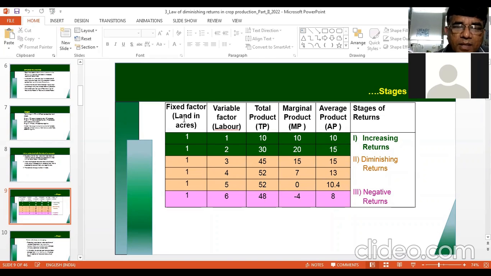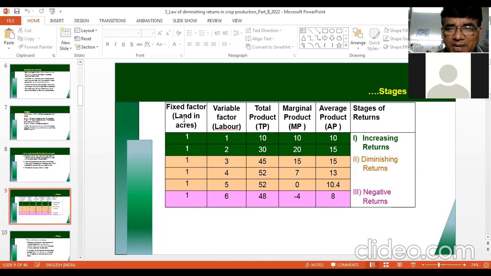The third is negative return, where your marginal product is -4. So here your total product is 48, which has reduced, which has declined. Therefore, it is the law of diminishing return. So stage 3 is your negative return.